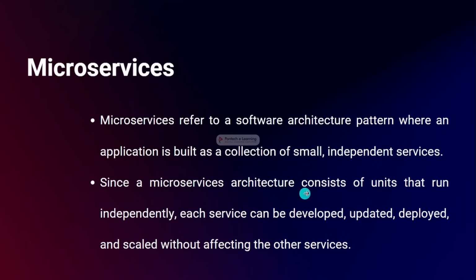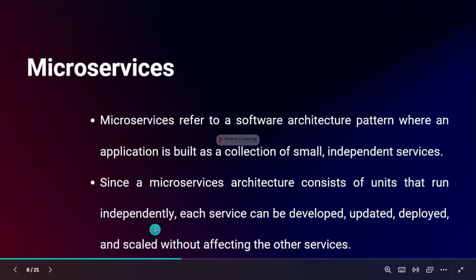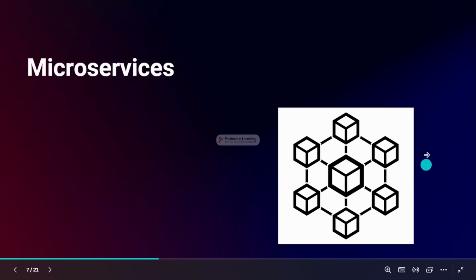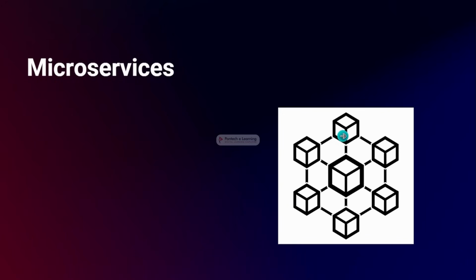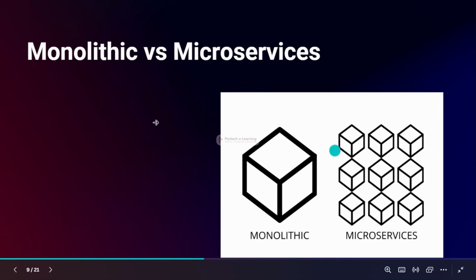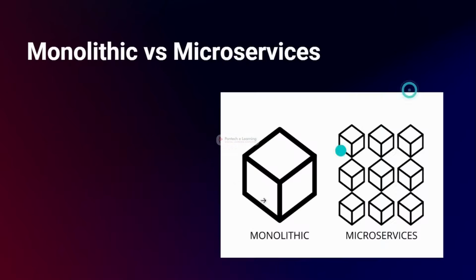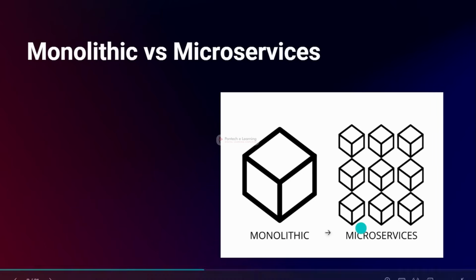Since a microservice architecture consists of units that run independently, each service can be developed, deployed, updated, and scaled without affecting other services. For example, if you have multiple services and there is an error in any one of them, you can just check and modify that one. If you want to update it, you can update it so that others won't be affected. The opposite of microservices is called monolithic, where the entire thing is a single indivisible unit. Here it is split into parts.